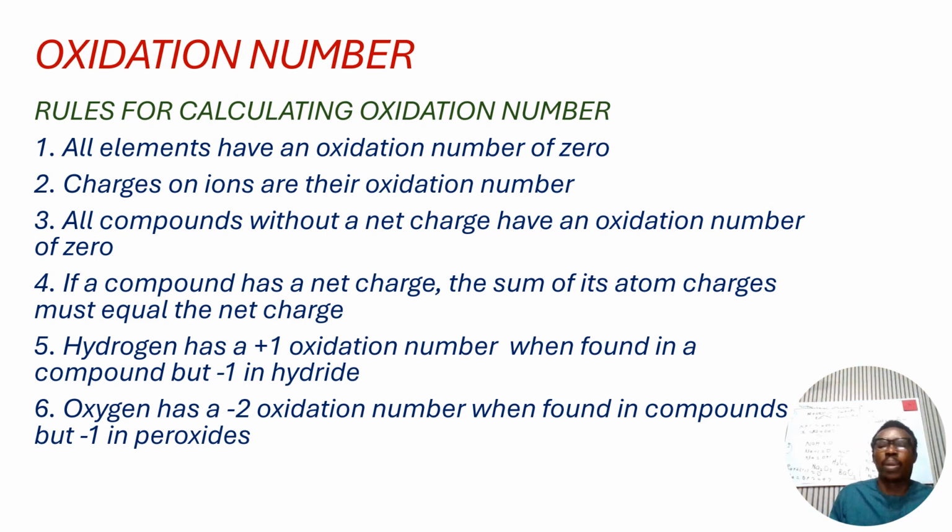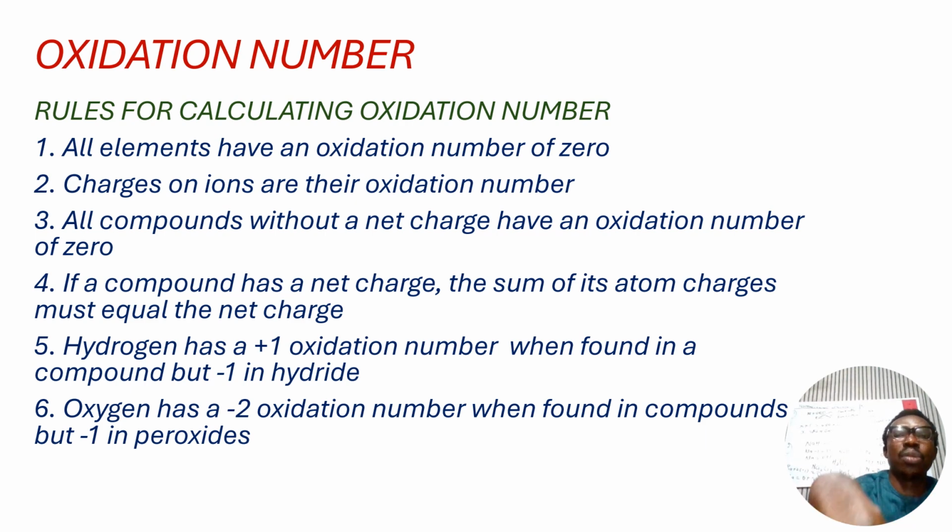So still on oxidation number, we want to look at the rules for calculating oxidation number. Oxidation number is the charge on an ion, or the number of electrons an atom has to gain or lose in order to attain the noble gas configuration. So, rules for calculating oxidation number. The first one, number 1: all elements have an oxidation number of 0. All elements in their ground state have an oxidation number of 0.